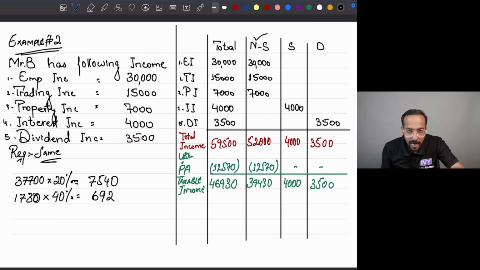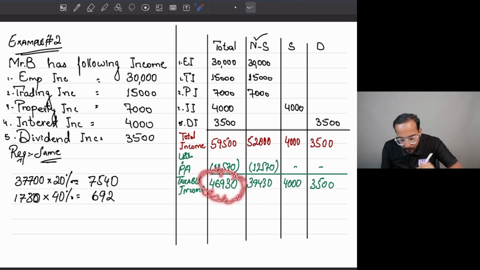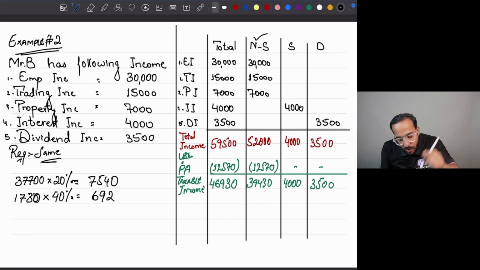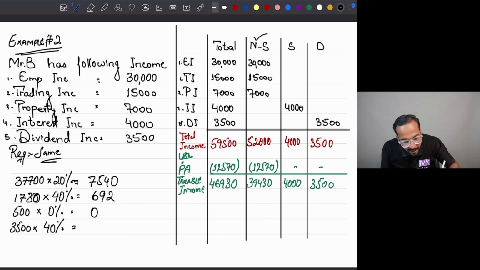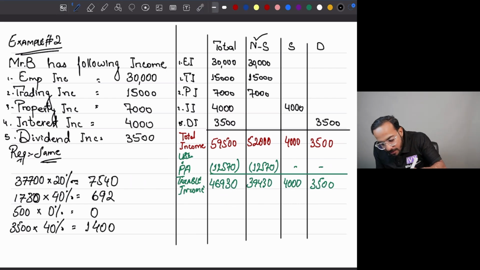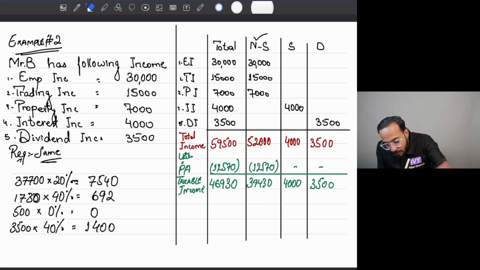So now my question is, what is your status? What is Mr. B's taxpayer status? Sir, he is a higher rate taxpayer, so the first 500 of the 4,000 will be taxed at 0%. The remaining 3,500 will be taxed at 40% because you are already in the higher rate band. That's why the sequence is very important. You cannot change the sequence, right?